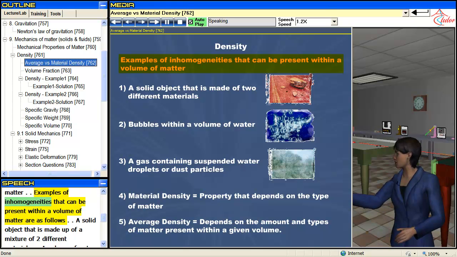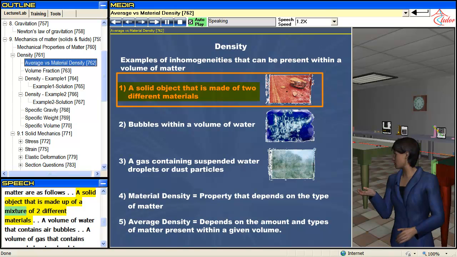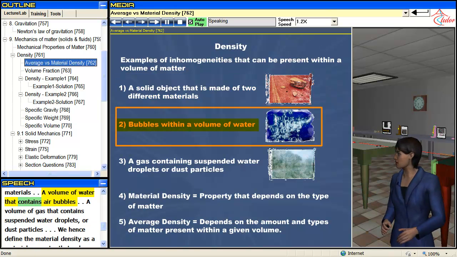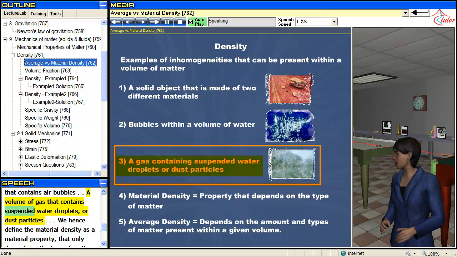Examples of inhomogeneities that can be present within a volume of matter are as follows. A solid object that is made up of a mixture of two different materials. The volume of water that contains air bubbles. The volume of gas that contains suspended water droplets, or dust particles.